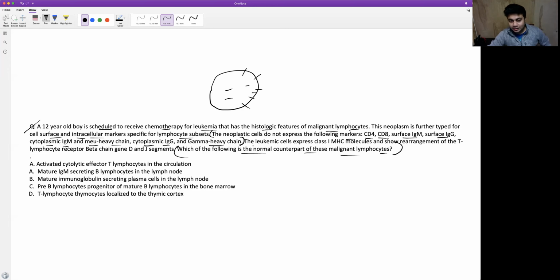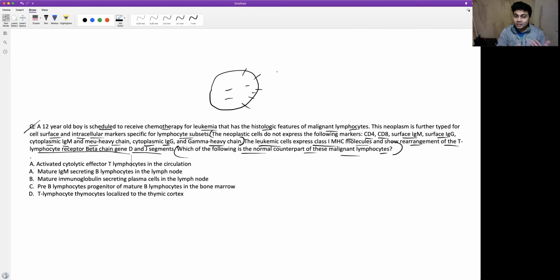All right, so next line, the leukemic cell expresses class 1 MHC molecule, that most of the cells of our body express, and shows rearrangement of the T lymphocyte receptor beta chain gene D and J segments. And you are now very sure that this is a T lymphocyte, because only T lymphocytes have T lymphocyte receptors, right? So this cell, which doesn't have any sign of being a B lymphocyte, but there are signs of it being a T lymphocyte. And one of the signs is this one, that it has this T lymphocyte receptor.